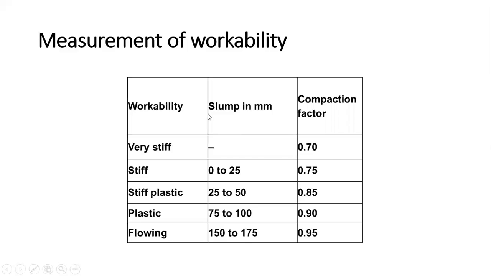There are some standard results for different types of concrete based on the slump value as well as the compaction factor. Suppose the workability is very stiff, then the compaction factor is around 0.70. If it is stiff, 0.75; stiff plastic, 0.85; plastic, 0.9; and flowing, 0.95. So we see in this table that if the concrete workability changes from very stiff to flowing type, the compaction factor increases slowly. Here it is 0.7 for very stiff concrete, and for very flowing concrete, it is 0.95.